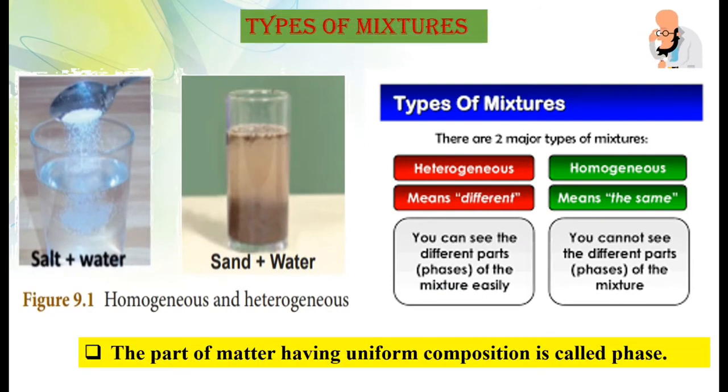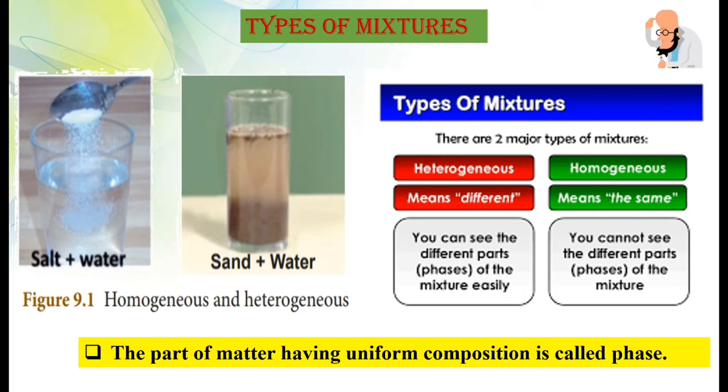So, the part of matter having uniform composition is called phase. Now remember this word phase. Why I am using this word? There are two types of mixtures as I told you. Heterogeneous means different components can be seen. Homogeneous means they are the same. You can see the different parts of the mixtures easily. Means different phases, salt and water.